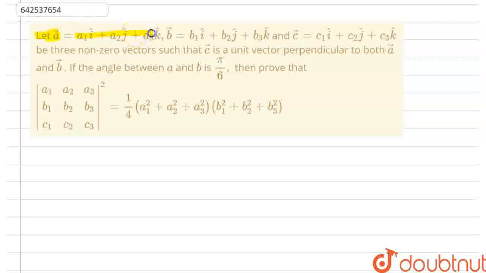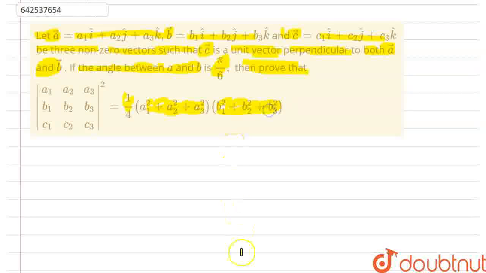Question: it is given that let A vector be this, B vector be this, and C vector be this, with three non-zero vectors such that C vector is a unit vector perpendicular to both A vector and B vector. It is given that if the angle between A and B is pi by 6, then we need to prove that the value of this determinant whole square is equal to 1 by 4 (A1 square plus A2 square plus A3 square) into (B1 square plus B2 square plus B3 square).